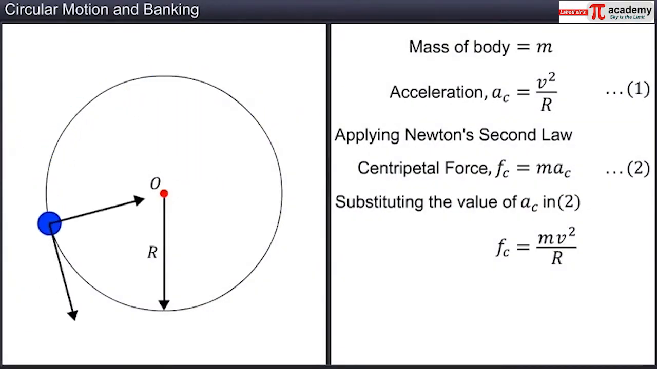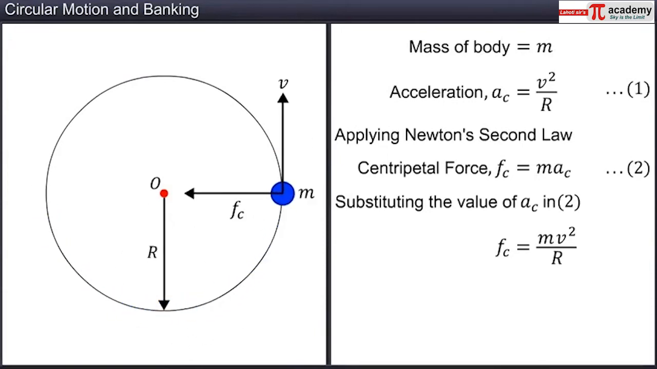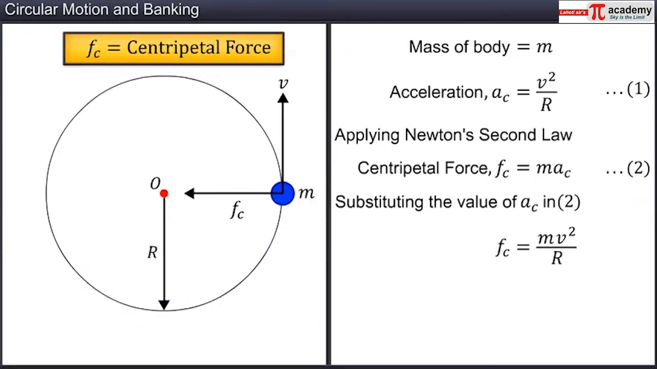You have earlier studied the acceleration of a body moving in a circle at uniform speed. Here, Fc, the force directed towards the center of the circular path, is the centripetal force. Centripetal force, Fc, is equal to mv square by r.